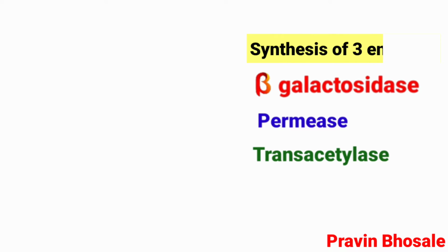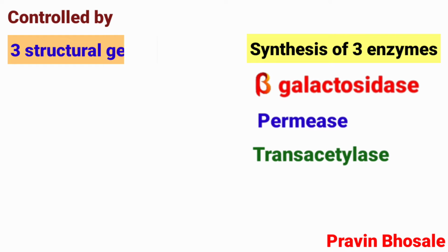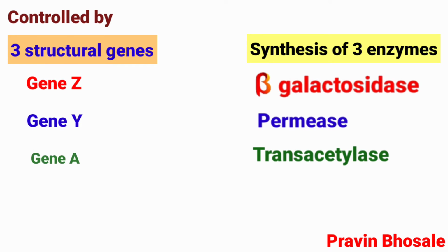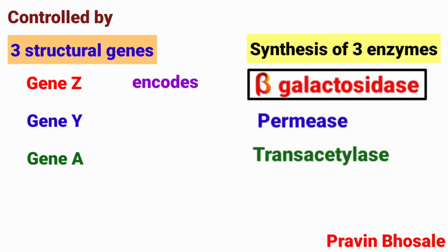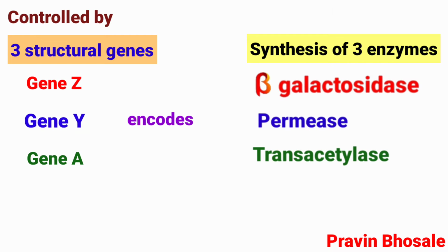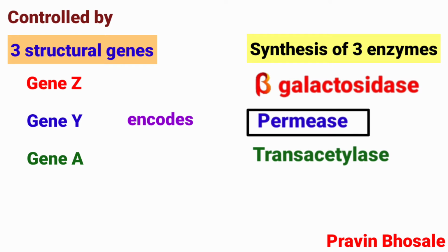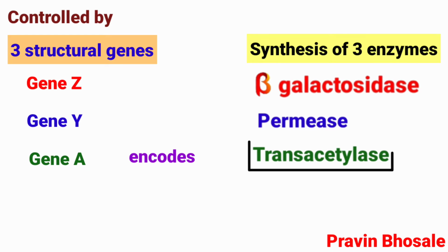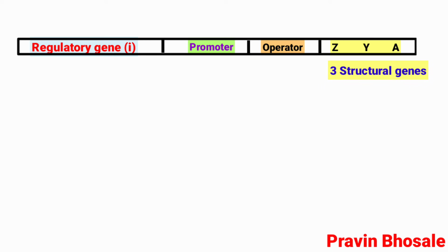Synthesis of these three enzymes is controlled by three structural genes Z, Y and A. Gene Z encodes beta-galactosidase, Y encodes permease, A encodes trans-acetylase. The three structural genes are regulated by a repressor protein.